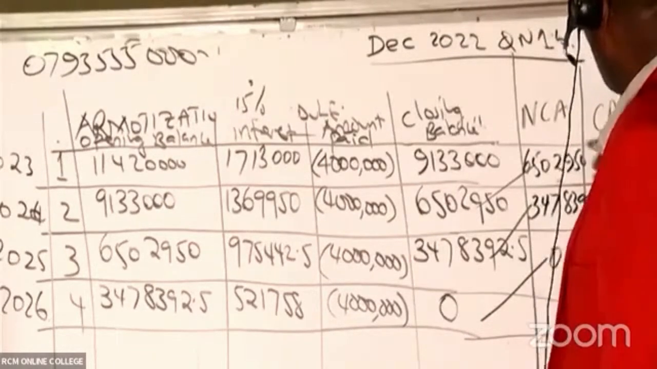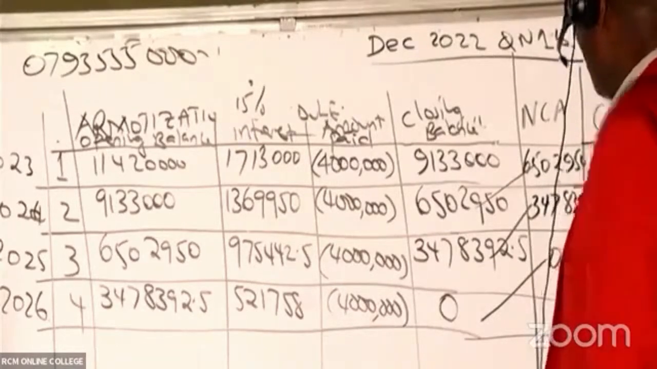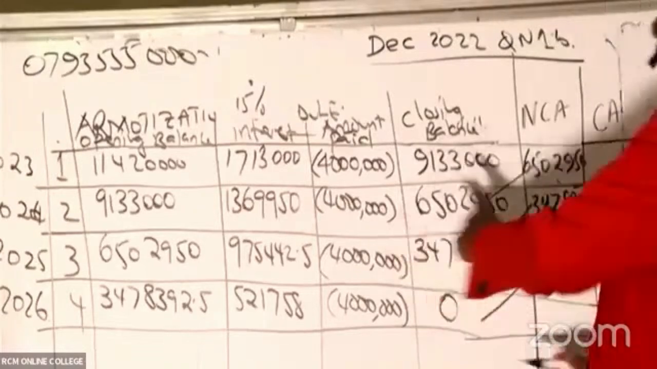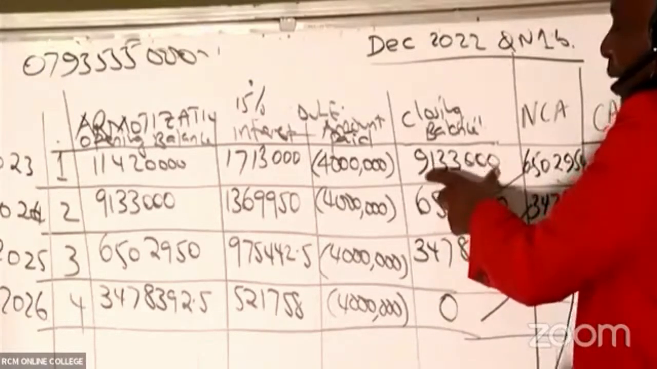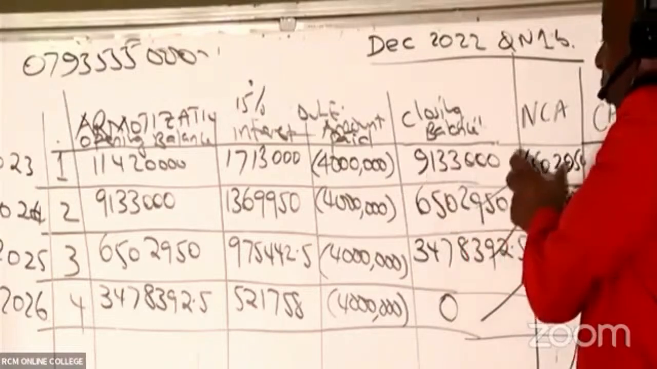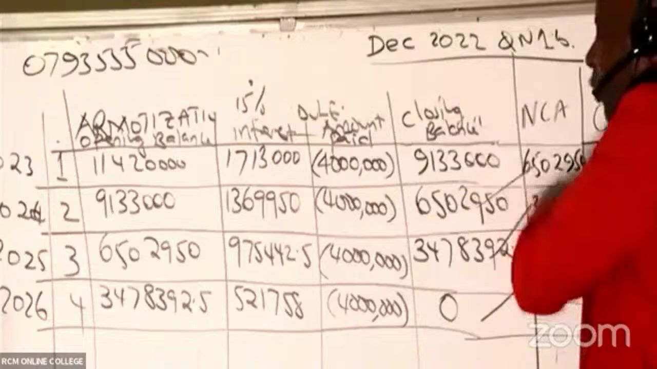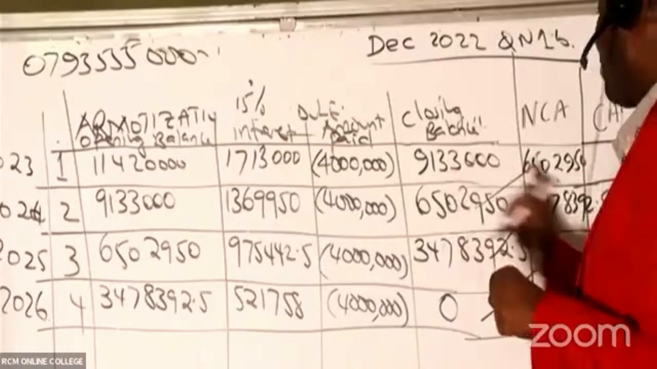And then now for current assets, it is what will be paid in the year. How do we get to know what will be paid in the year? It's very easy. We know that the total figure here is supposed to be 91,33,000. But what you're pushing forward is this 650. The difference will be paid in the year. So you take this minus this.